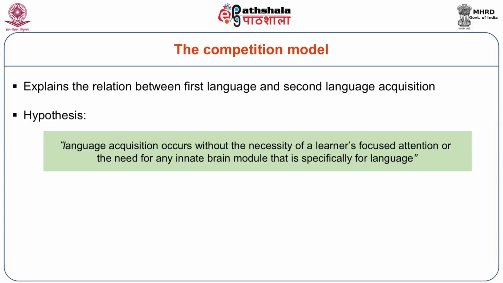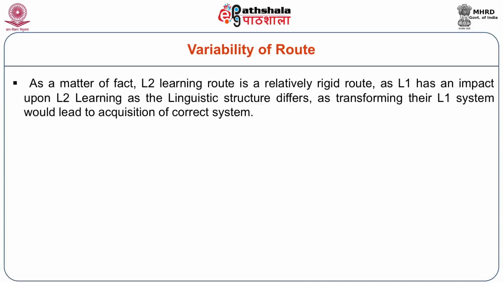The hypothesis says, and I quote, language acquisition occurs without the necessity of a learner's focused attention or the need for any innate brain module that is specifically for language, unquote. There is a variability of route. As a matter of fact, the L2 learning route is a relatively rigid route, as L1 has an impact upon L2 learning. As the linguistic structure differs, transforming their L1 system would lead to acquisition of the correct system.